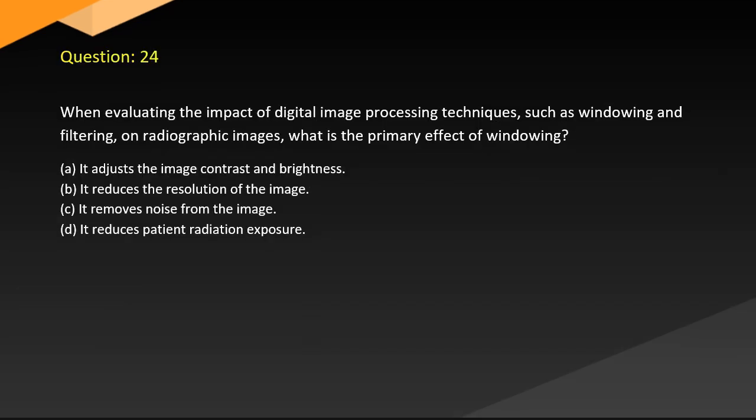Question 24. When evaluating the impact of digital image processing techniques, such as windowing and filtering, on radiographic images, what is the primary effect of windowing? A. It adjusts the image contrast and brightness. B. It reduces the resolution of the image. C. It removes noise from the image. D. It reduces patient radiation exposure.